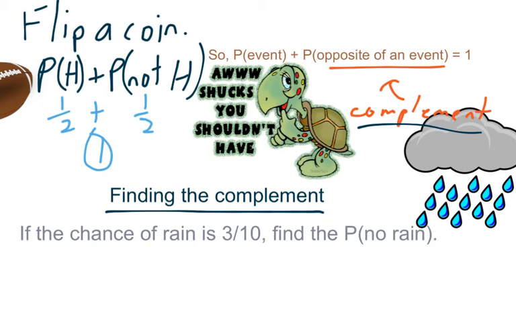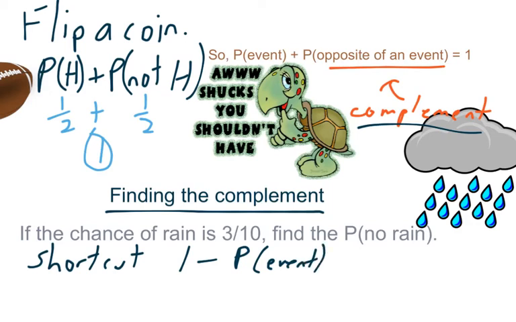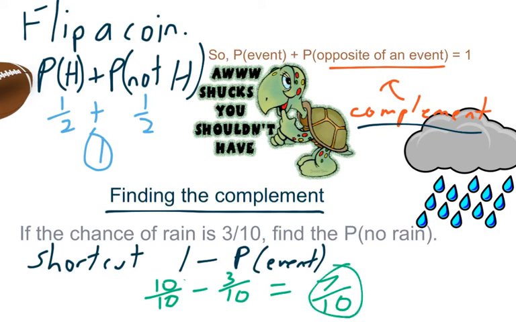But all we do in the shortcut is we just subtract it from 1. So we do 1 minus the probability. So for instance here the probability is 3/10, so we would just do 1 minus 3/10, and 1 is the same thing as 10/10. So 10/10 minus 3/10 gives us 7/10. So that would be the probability that it's not going to rain.